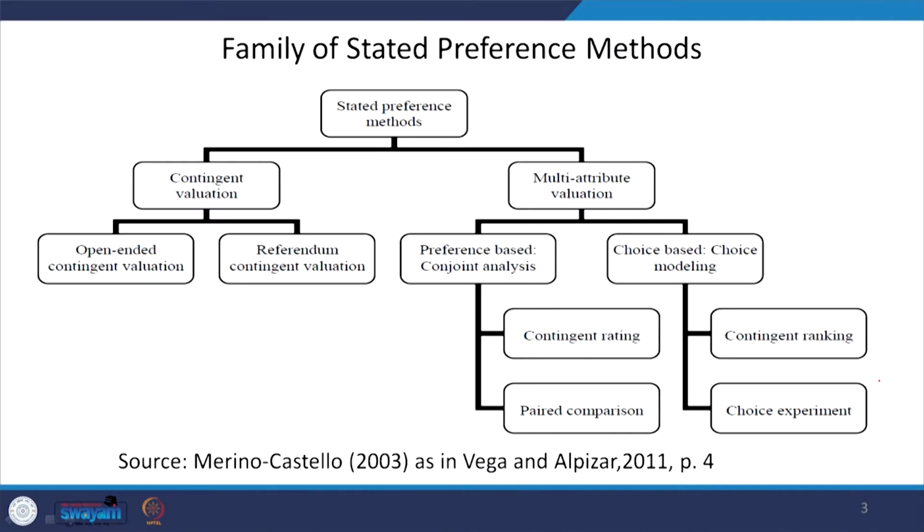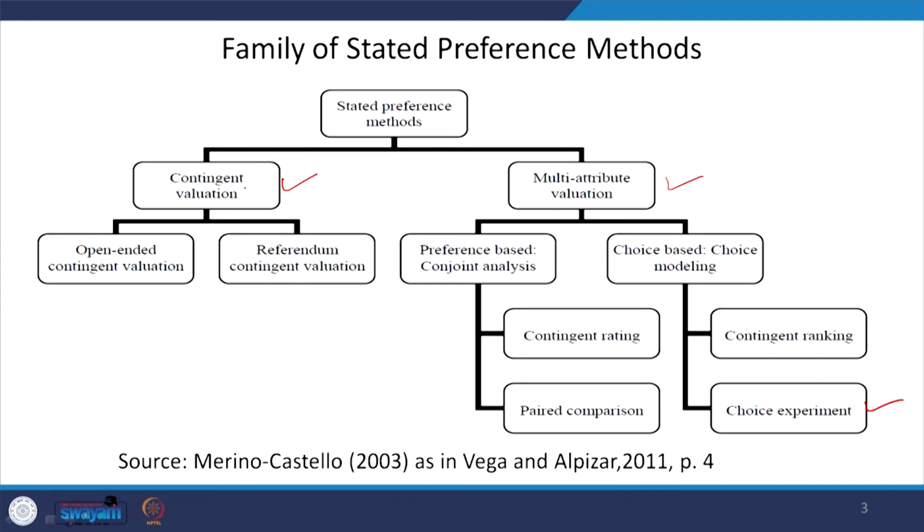So, before talking about what the choice experiment method is, let us have a look at the family of the stated preference method. As you understand, choice experiment is one of the methods under the stated preference method. So, our focus today is explaining this choice experiment method. When we are talking about the stated preference method, broadly it is divided into two categories. One is the contingent valuation method that we have already discussed, and the second one is multi-attribute valuations.